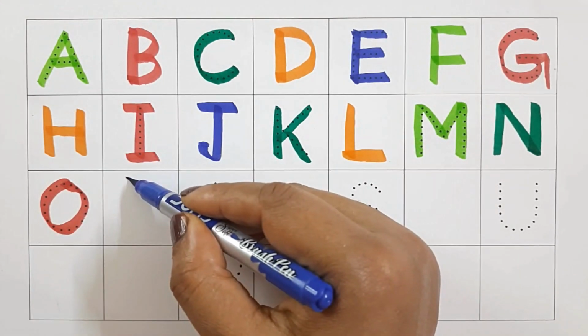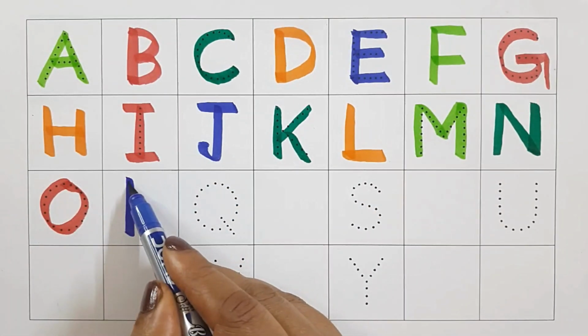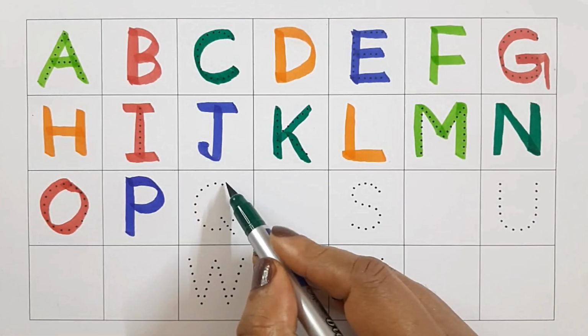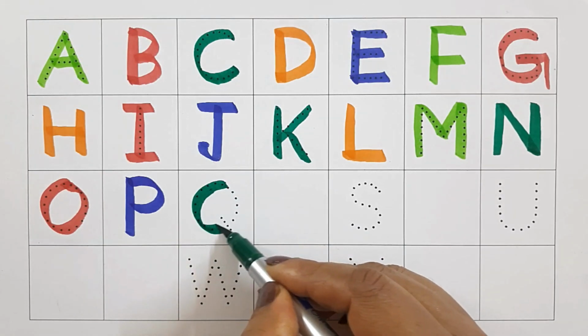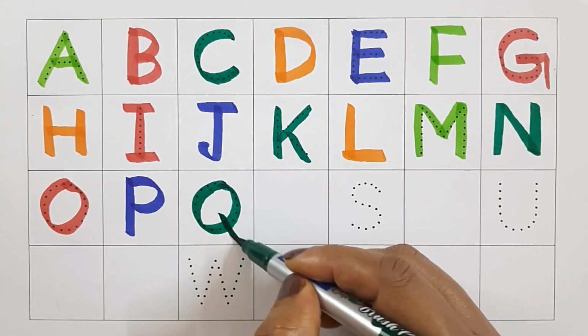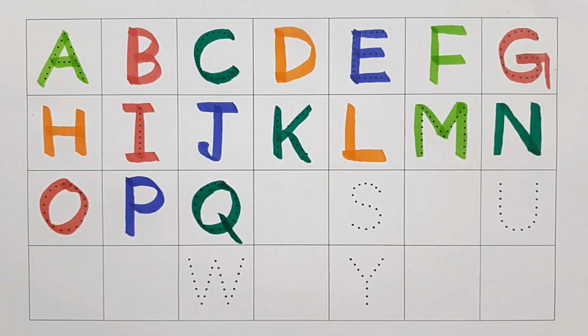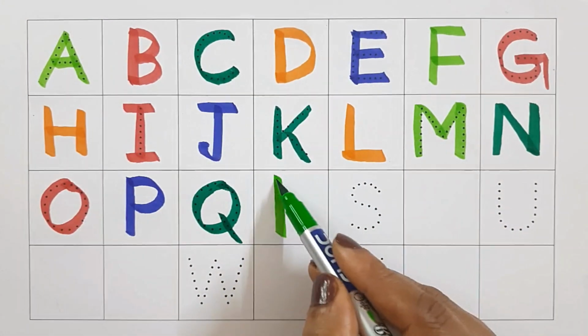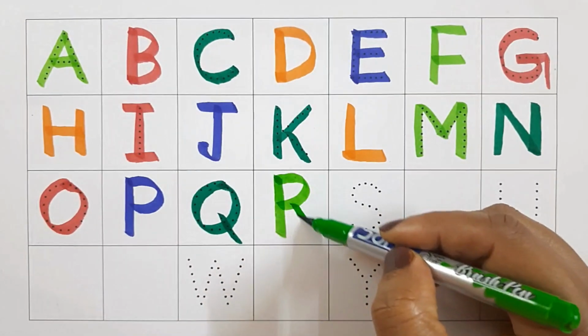Blue color, P. P for peacock. Dark green color, Q. Q for queen. Light green color, R. R for rose.